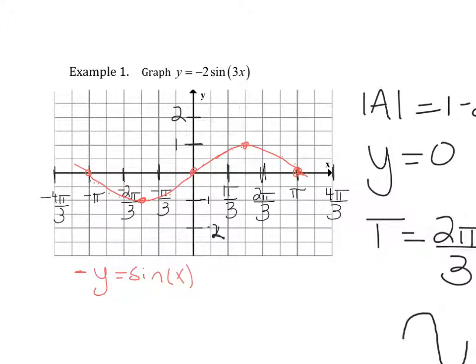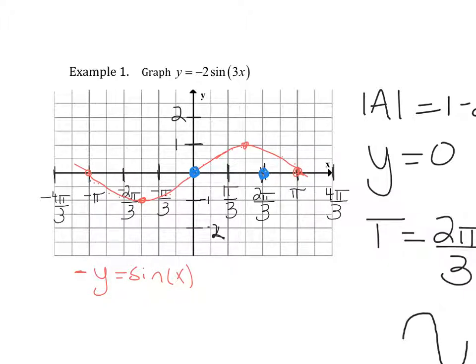So how does my function compare? Well, its amplitude is twice as big, but it's also reflected over the x-axis. What that means is I'm going to multiply all of the y values by -2. But in addition to this, my period is 2 pi over 3, so I should be fitting my whole entire function in a space of 2 pi over 3. So it's going to start at 0, and it's going to end its period at 2 pi over 3.